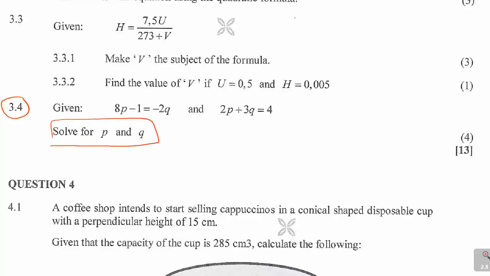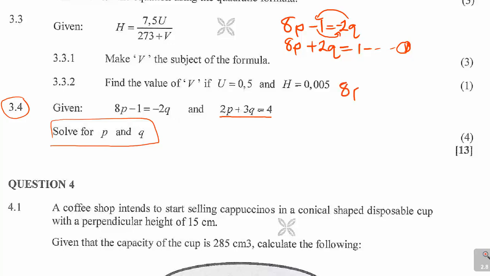So what we have is 8p minus 1 is equal to negative 2q. So the thing I'm going to do is to take this to join q. So I'll have 8p plus 2q. Now the 1 which is negative, also let it go that side to become a positive 1. So this was my first equation that I needed to have. So when I'm looking at the second one, it is already arranged properly. So I have this equation, which is 8p plus 2q is equal to 1, my equation 1.